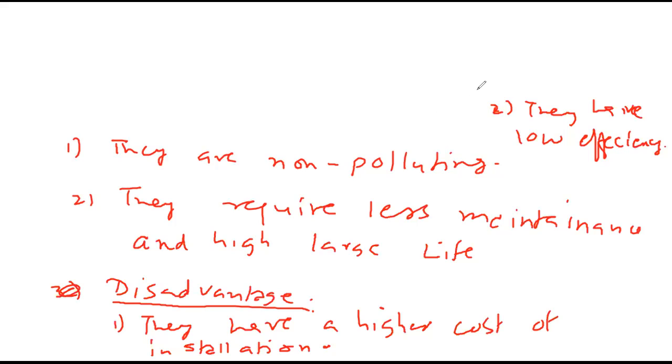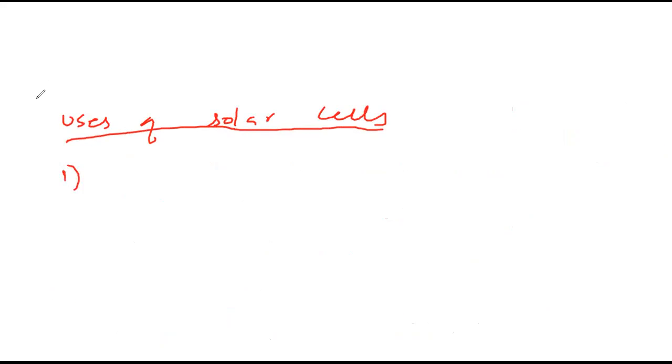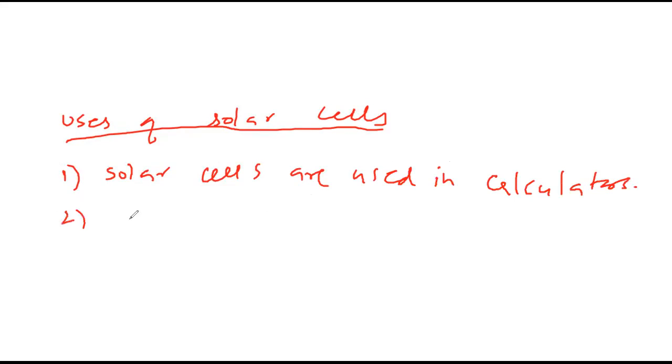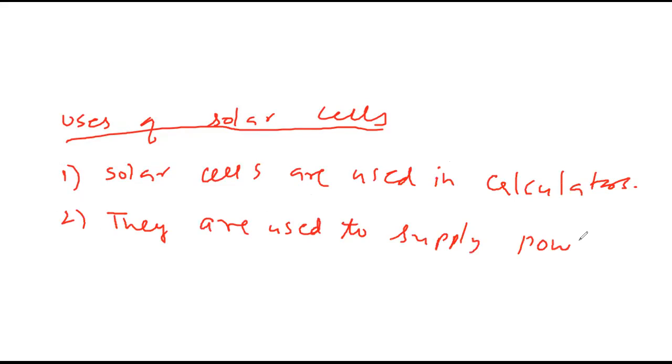Last heading, uses, then we'll stop today after completing this. Uses of solar cell. Solar cells are used in calculators. They are used to supply power in traffic signaling systems.